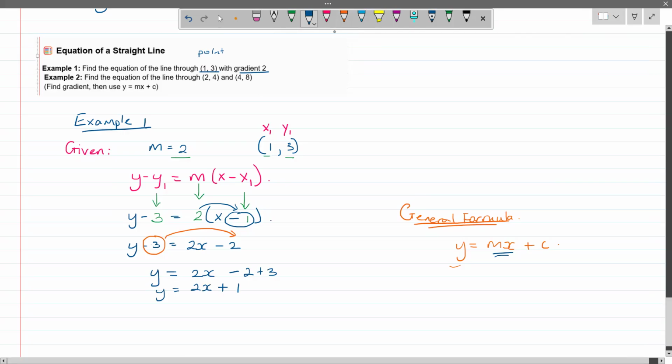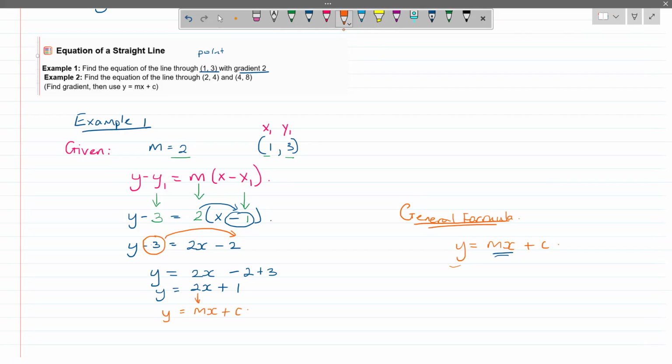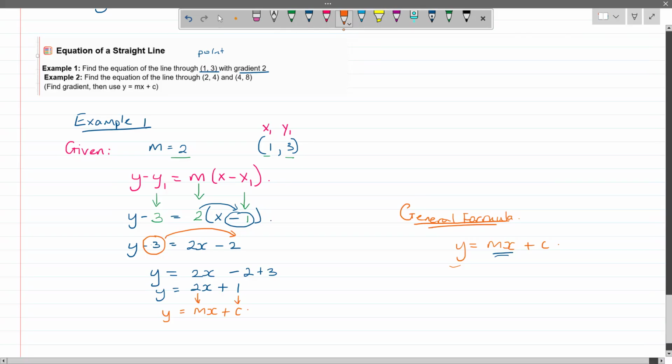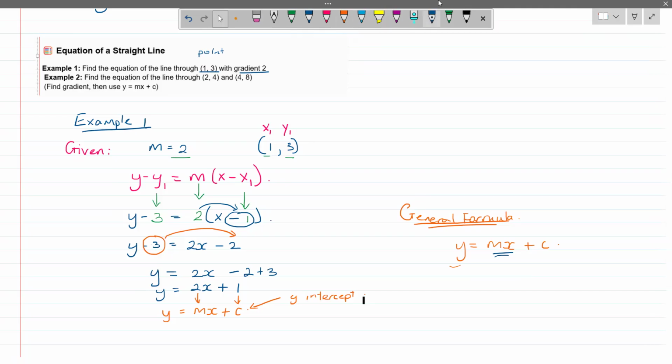And we can clearly see that this format here matches the general form y is equal to mx plus c, with our gradient being 2. And this constant value here, which is our y-intercept actually, is c.